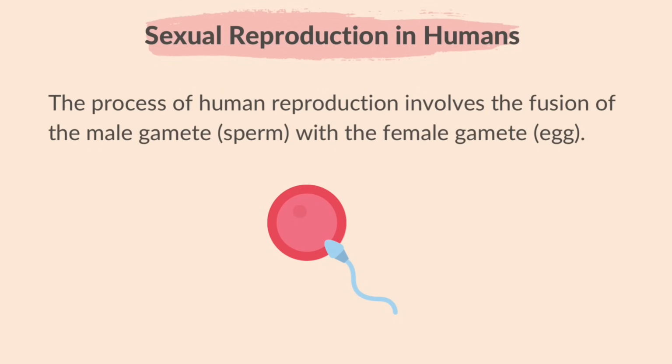In this video, you are going to learn part 2 of chapter 16, Reproduction. The process of human reproduction involves the fusion of the male gamete, that is the sperm, with the female gamete, that is the egg.